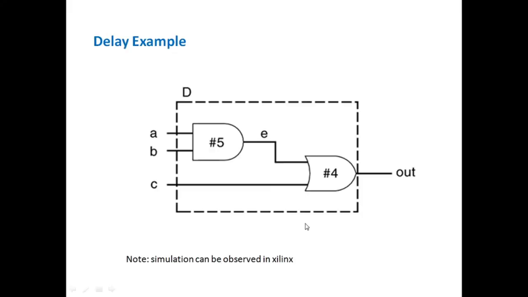Before that, you need to remember this diagram. E will get the output after 5 seconds. For example, if I have given A and B as 1 and 1, E will get 1 after 5 seconds, not immediately. And C, if I have given 1 1 1 for suppose, the output will not be generated immediately. After 4 seconds only it will be generated.